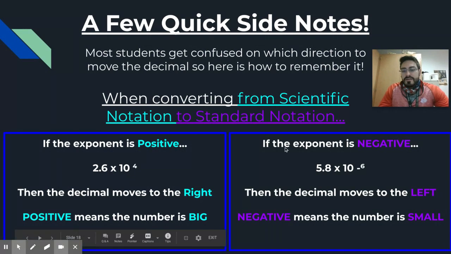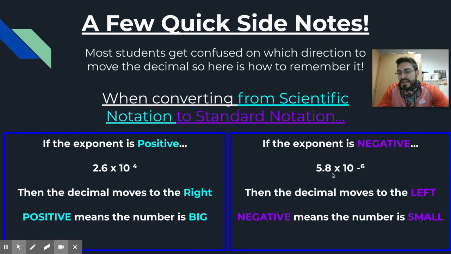On the flip side, if the exponent is negative, like this is 5.8 times 10 to the negative 6th, that means it's going to be a smaller number than 1. And if you move the decimal point to the right, that's going to make a bigger number. The only way to make it smaller is to move it this way. So it's going to be 0.000058. Again, don't do that in your head. I wouldn't recommend it. I've just done it a lot.